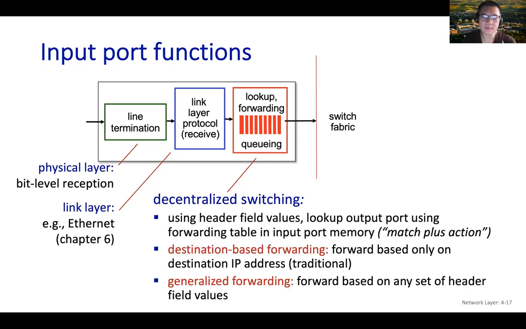Okay. So there are two different forwarding schemes. One is destination-based forwarding. One is generalized forwarding. The traditional way is that you forward based only on the destination IP. This is a simple traditional method. The other is forwarding based on any set of header field values. But anyway, I think we just focus on IP address based forwarding, right? You just look at the IP and then you know which is the next hop you need to forward to.